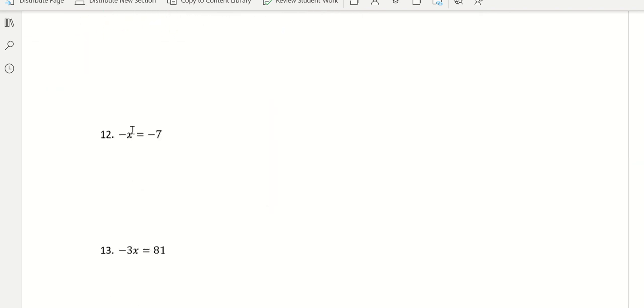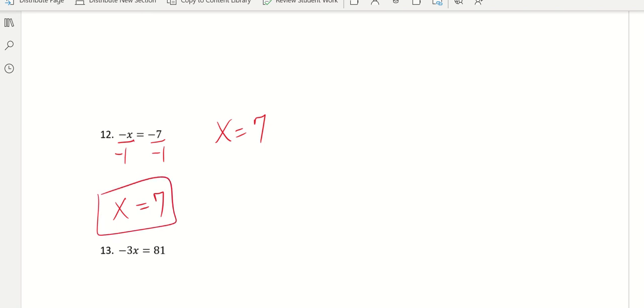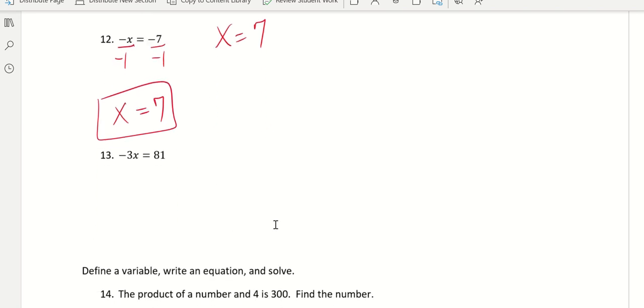Number 12, negative x equals negative 7. There's a couple ways to think about this. One way is the opposite of x is equal to negative 7. Therefore, x has to equal 7. Or the other way, to show the mathematical support, what is the coefficient of x here? In other words, what number is in front of x? That's not just negative, that's negative 1. So if we divide by the inverse, we divide by negative 1 on both sides. Negative x divided by negative 1 is going to be positive x. Negative 7 divided by negative 1 is going to give us positive 7. Either way, you get positive 7 for x.